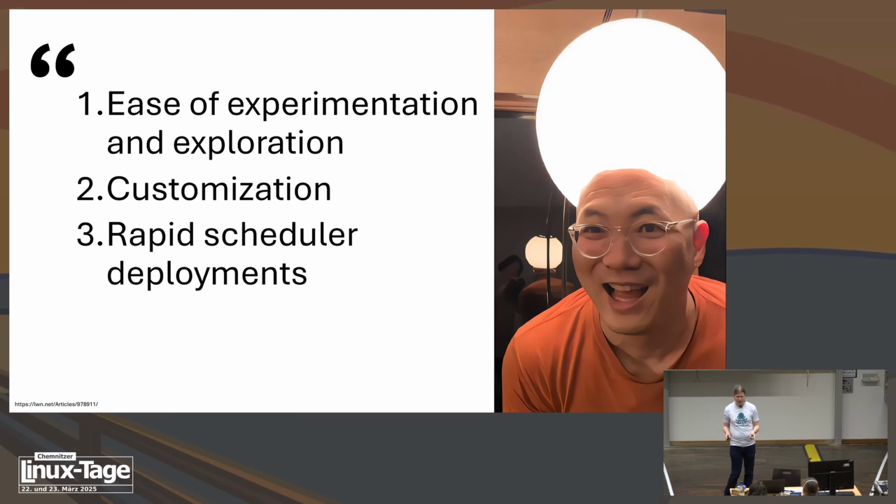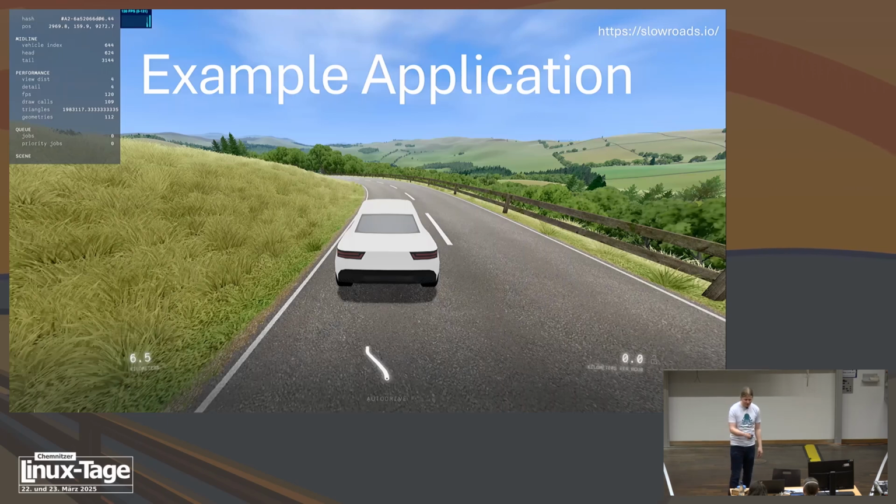So with the next Ubuntu release, you'll have it. I think the Fedora users already have it, and Arch probably has it since December when it came out. In the following, I'll be using an example application, because the idea is that I show you a few schedulers, and this is Slow Roads.